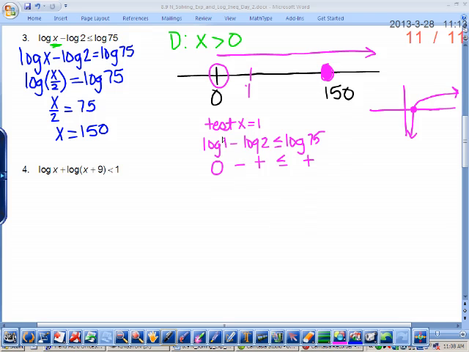So, is this a true statement? Is 0 minus a positive number less than another positive number? Yes, a negative is less than a positive. So that works.